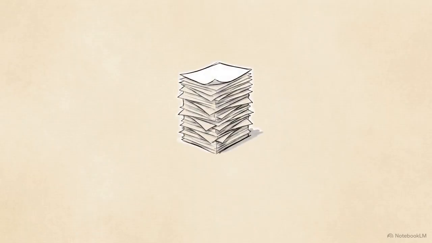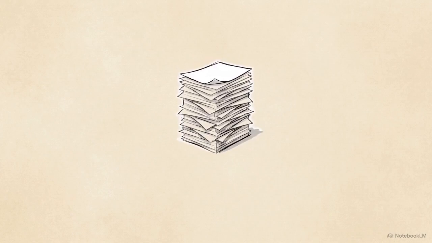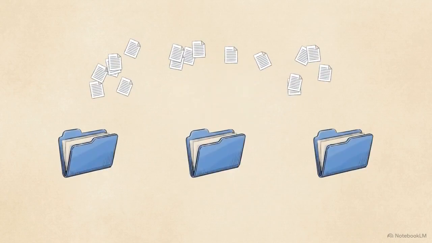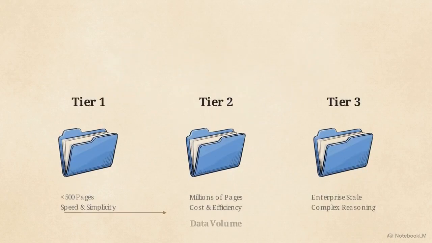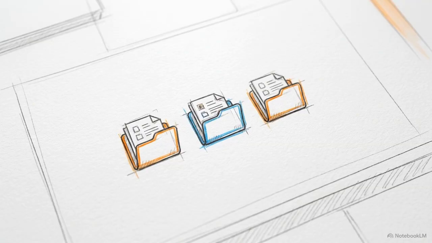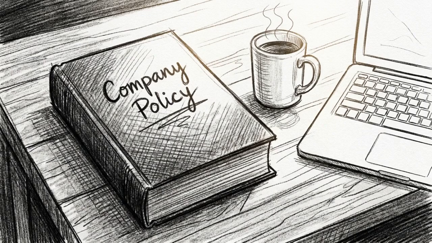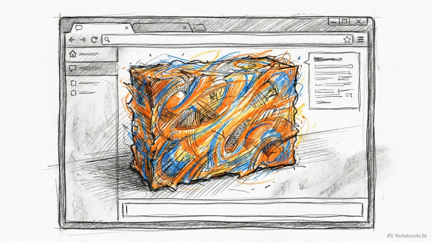To decide how much engineering your project actually needs, we can categorize your options into a 3-tier framework based strictly on your data volume. Tier 1 is for small, contained datasets. If you are working with an internal company wiki or a policy manual under 500 pages, this is the most efficient starting point. At this scale, you can use Level 0, context dumping.